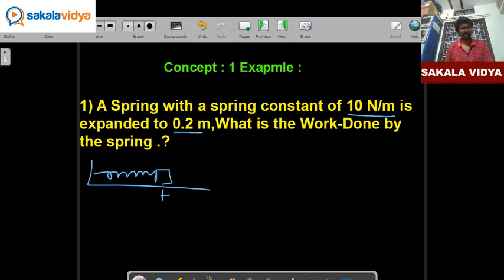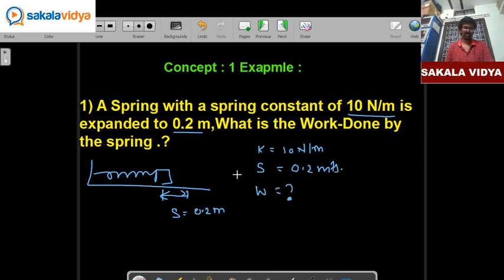So the displacement made by the spring is how much? S is equal to 0.2 meters. So let us write the given data. Spring constant k is equal to 10 Newton per meter, displacement is equal to 0.2 meters. So what we have to find? Work done. Work done is equal to how much?